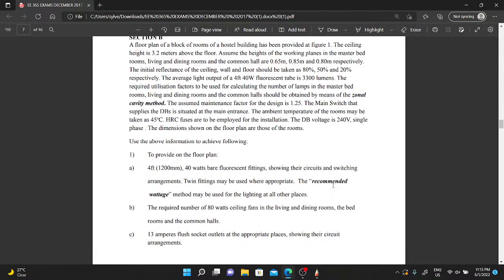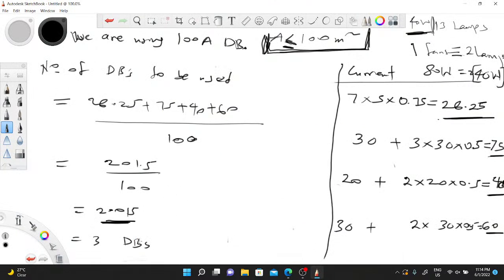Okay. So we are using 100 A DBs of 240 volts. It's single phase, so that makes sense. It's a very practical question. So we are using 3 DBs. Now, how will we share this load among 3 DBs? Here you do something called load balancing.